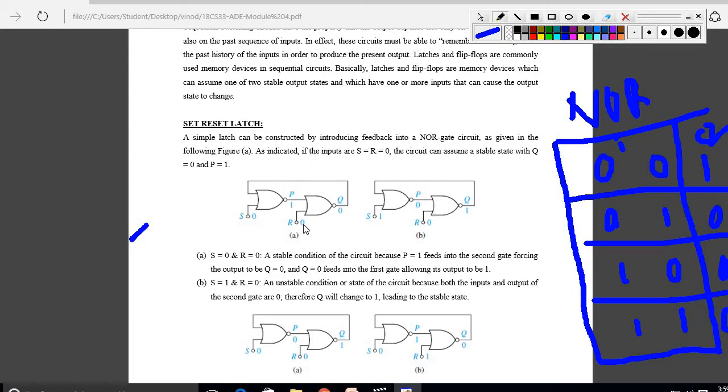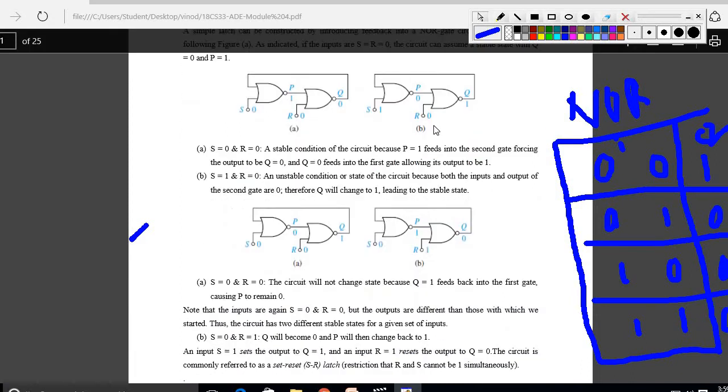So how exactly does it work? If I'm taking S as 1 and R as 0, and Q as 1, this 1 is fed back to the input of the NOR gate. If it is 1 1, the output P should be 0, and if both the inputs of the NOR gate are 0, the output should be 1. So like that we'll assume the truth table.